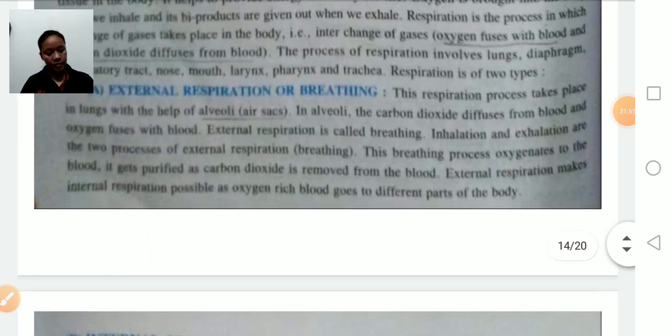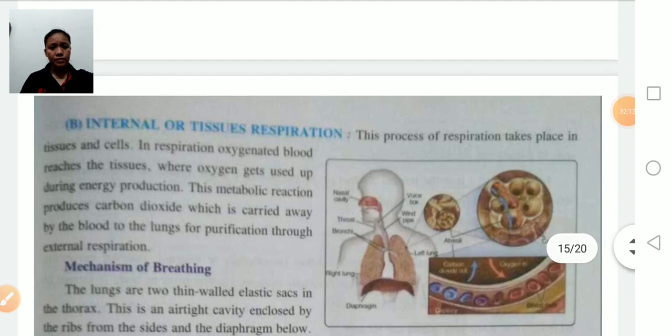In external respiration, the respiration process takes place in the lungs with the help of alveoli. In the alveoli, carbon dioxide is diffused from the blood and oxygen is diffused into the blood. In internal respiration, the process takes place in the tissues and cells.